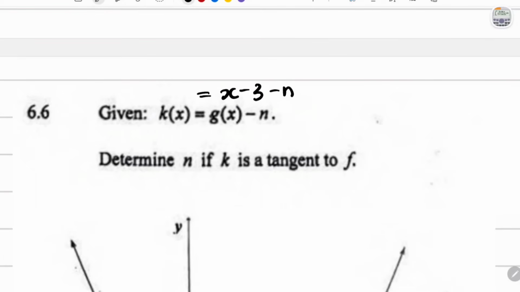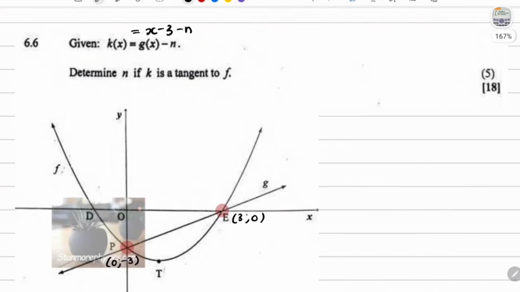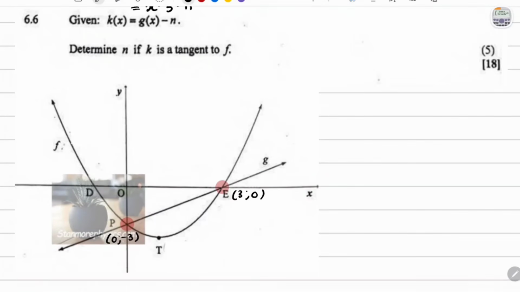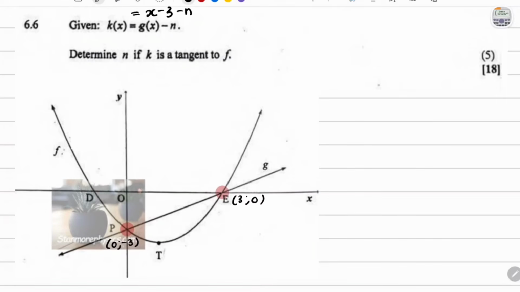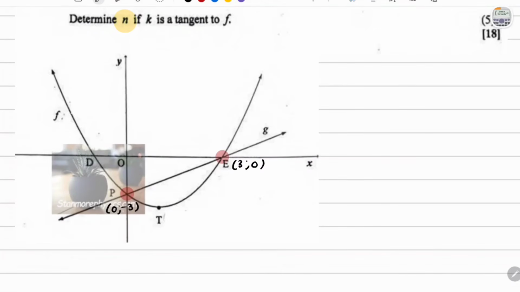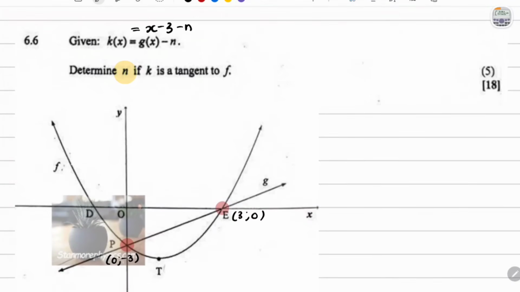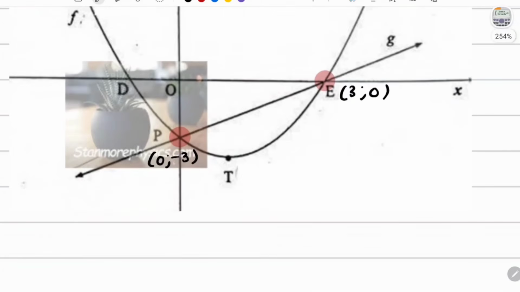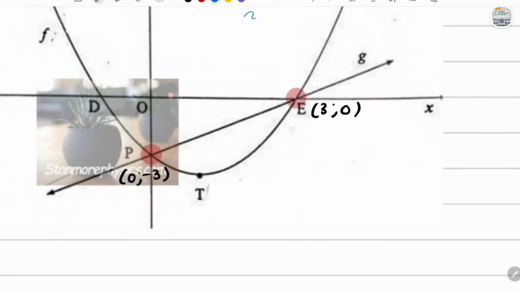So given that n is a constant, a positive constant, it would mean that you're just taking that graph of g and you're just pulling it down. That's all, right? So given that that is the case, they want you to determine the value of n if k is a tangent to f. So since we have k being g of x minus n, they have the exact same gradients. So it's really like k comes from g.